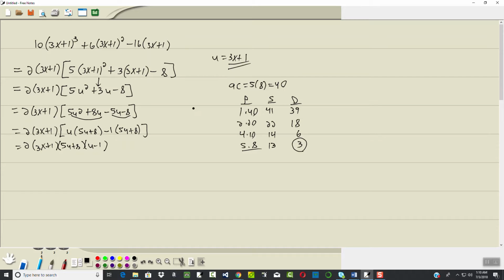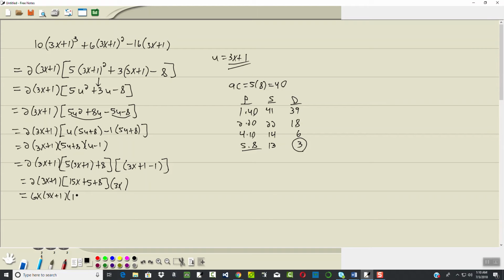Now keep in mind, this is what our original u is equal to, so I plug that back in. So I'm going to have 5 times (3x plus 1) plus 8, and over here I'll have 3x plus 1 minus 1. So I'll plug it in for the u here too. Okay, so 5 times 3x is 15x. 5 times 1 is 5, plus 8. 1 minus 1 cancels, so that gives us 3x. I'll put the 3x out in front, and I've got 2 times 3x, which gives us 6x, times (3x plus 1), times (15x plus 13).